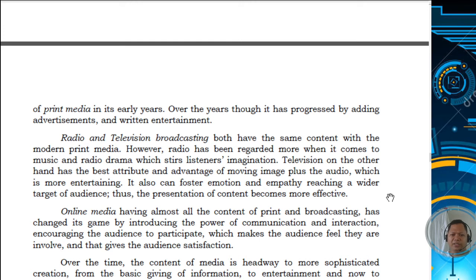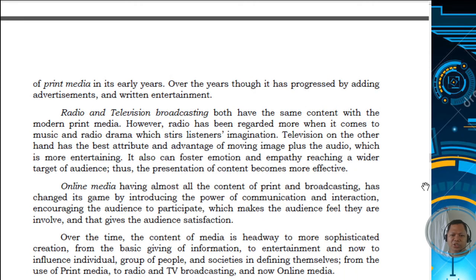Television, on the other hand, has the best attribute and advantage of moving images plus the audio, which is more entertaining. It also fosters emotion and empathy, reaching a wider target of audience. Thus, the presentation of content becomes more effective. Then, online media, having almost all the content of print and broadcasting, has changed its game by introducing the power of communication and interaction, encouraging the audience to participate, which makes the audience feel they are involved, and that gives the audience satisfaction.